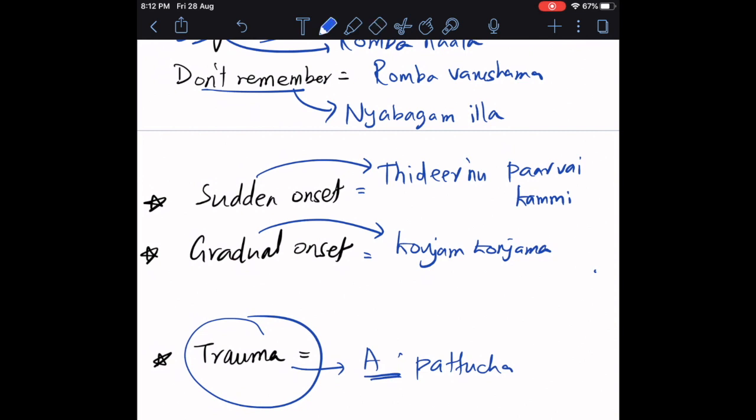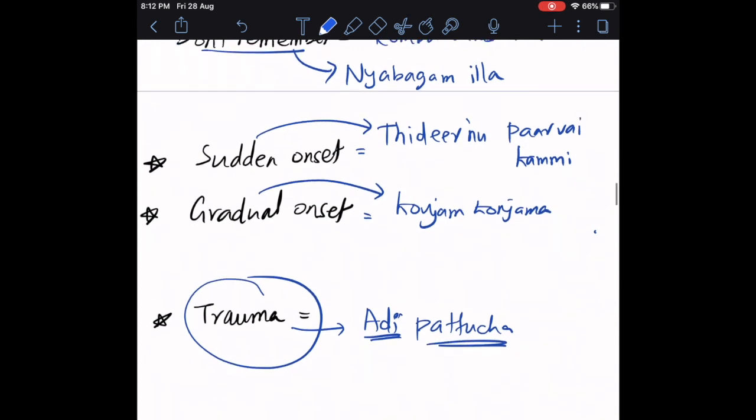Okay, it's A-D-I. Not adi, but adi. Adi patticha. Adi patticha means, was there any history of trauma? So, where on the eye? You can put it as kannila adi patticha. Kannila adi patticha. So it's a trauma to the eye.